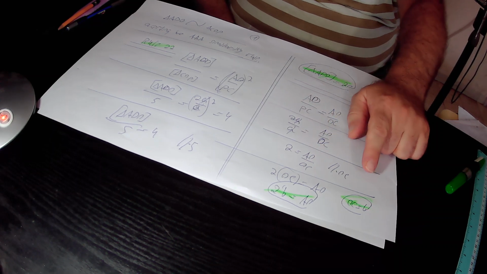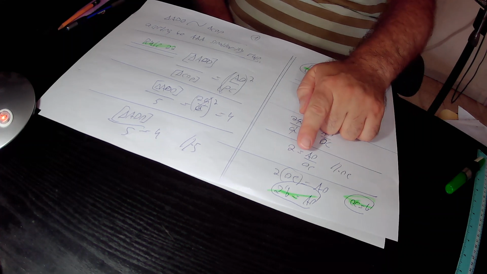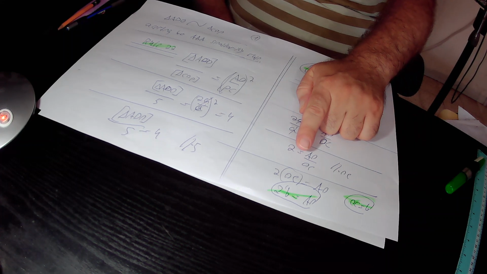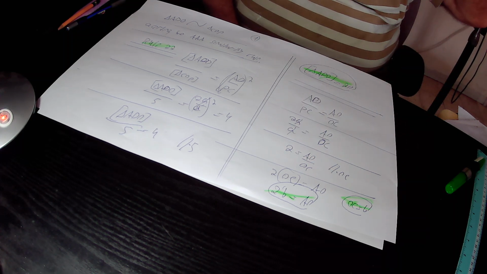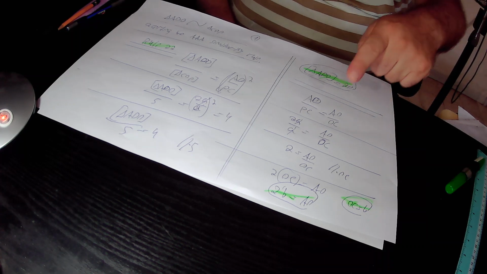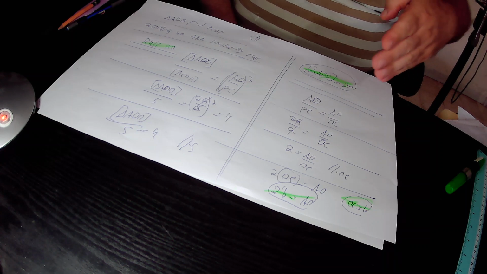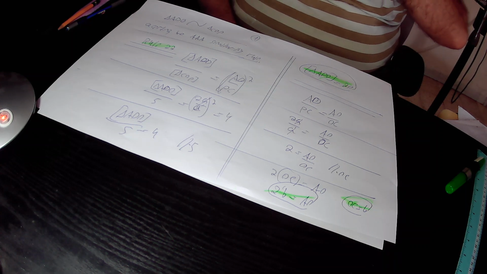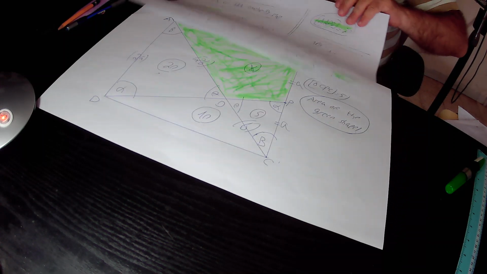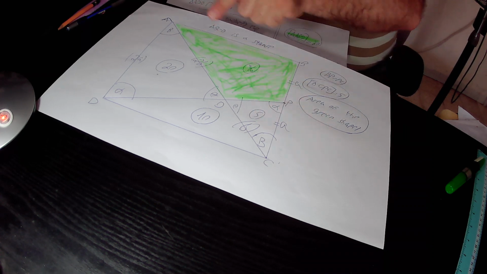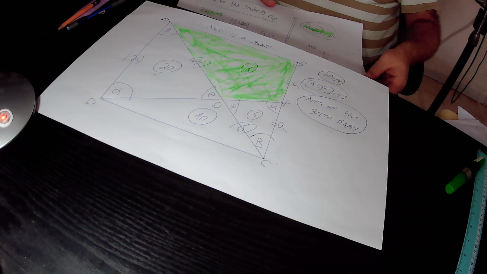If we define the length of side OC as B, we can substitute OC by B in this equation, and we get that 2B equals AO. So according to our definition, OC is B, then OA must be equal to 2B. That is to say, OA is twice as big as OC. So if OC is B, then OA is 2B. Okay.